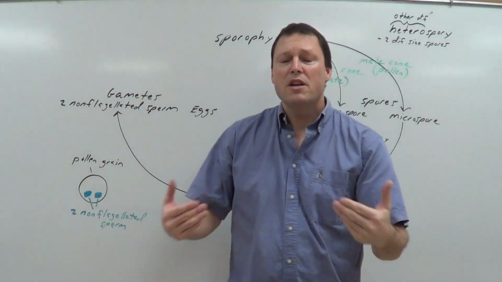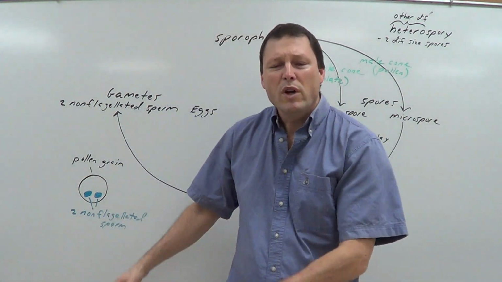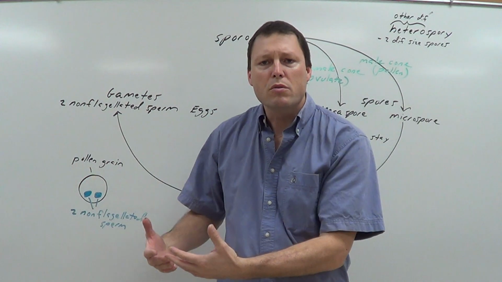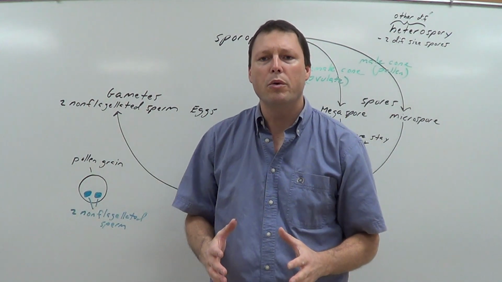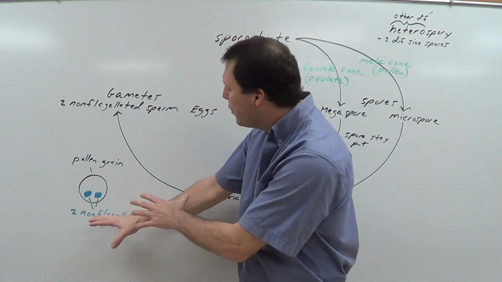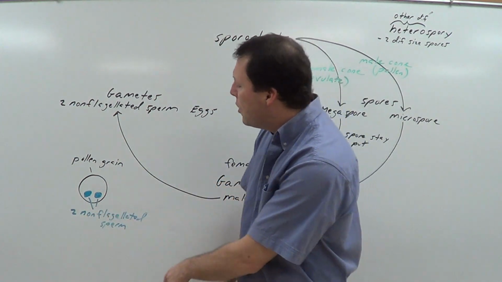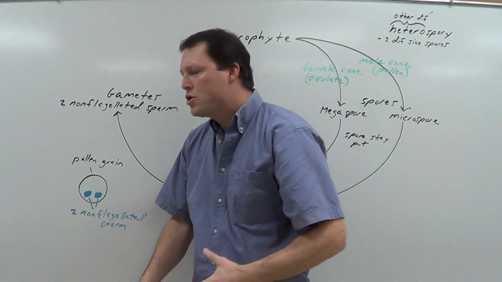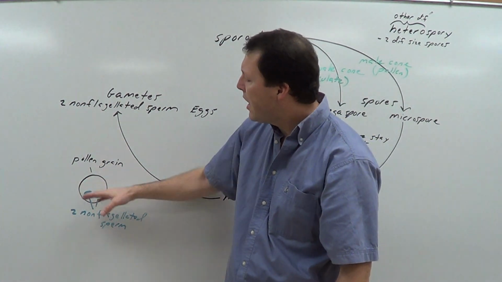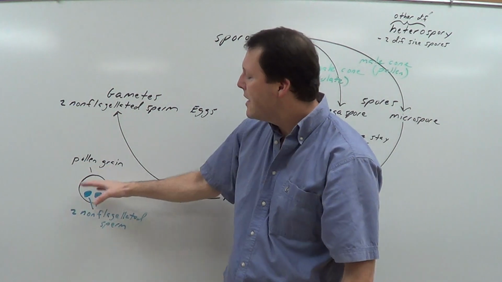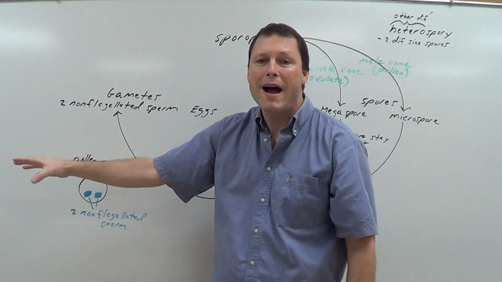so they could swim through water, and we needed water in order to reproduce. Mosses and ferns need water in order to reproduce. Here we're freed from that constraint. These two non-flagellated sperm are actually going to blow through the air inside a pollen grain. So they're going to ride inside a pollen grain through the dry air.